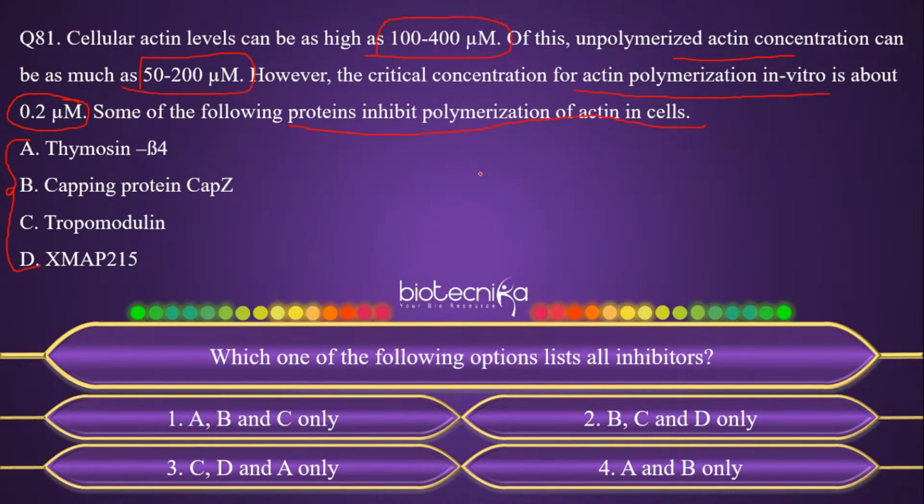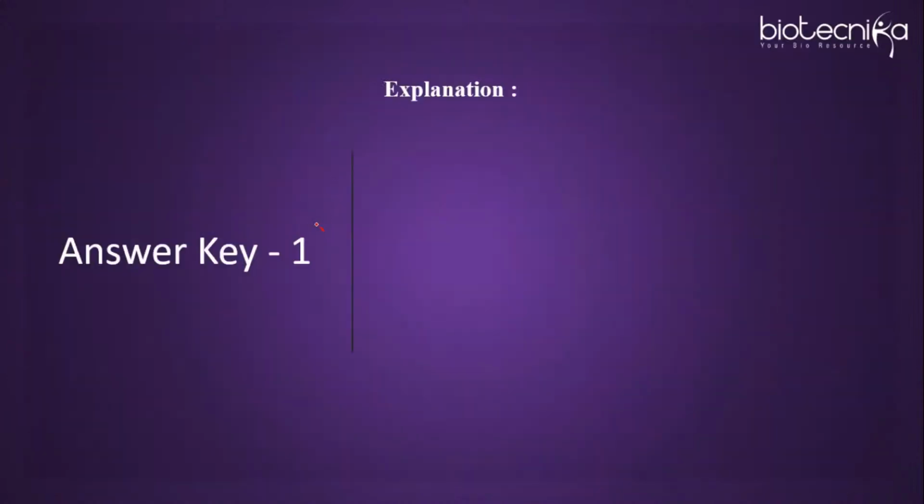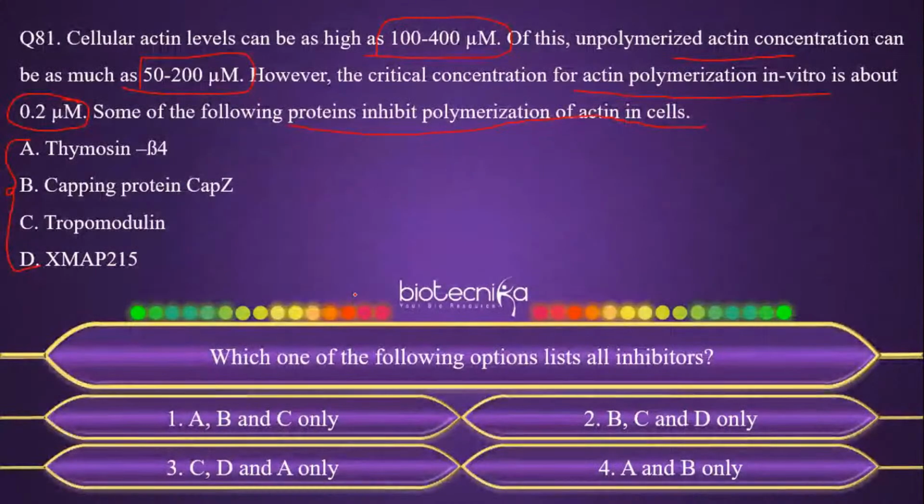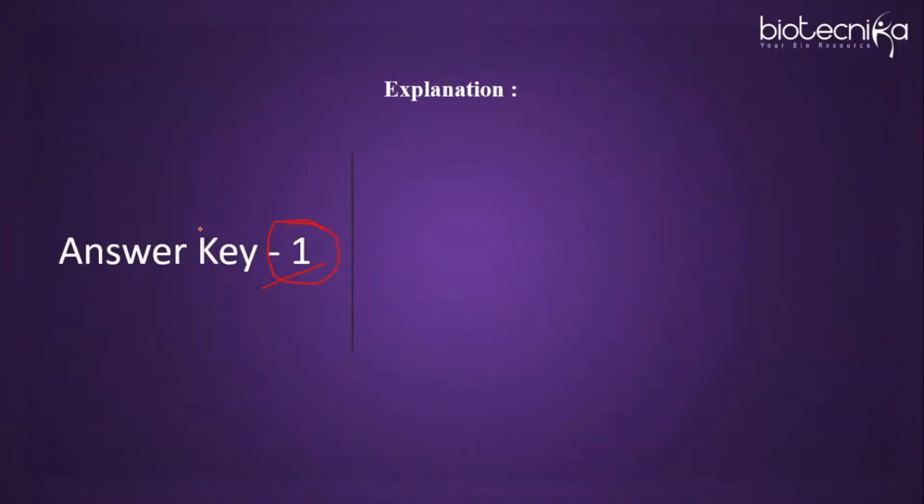Well, the correct combination of inhibitors for actin polymerization is, according to your CSIR answer key, 1. Now, what does 1 indicate? It indicates A, B, and C. That means thymosin beta 4, capping protein CAPZ, and tropomodulin. These are the three proteins that are responsible for inhibiting the actin polymerization. Right. Now let's find out how they are able to inhibit the actin polymerization.